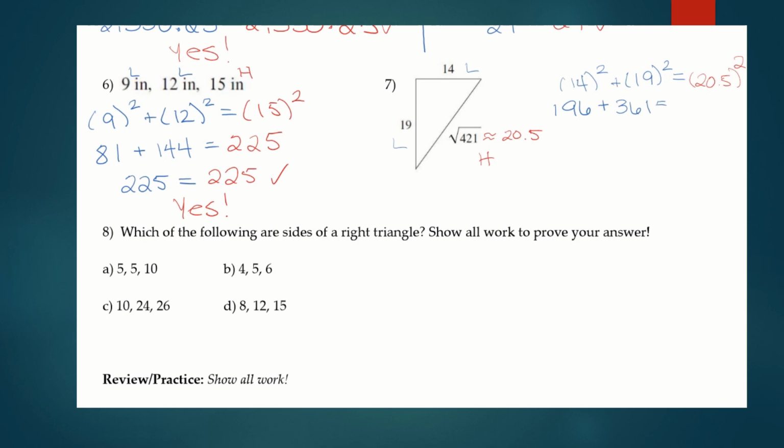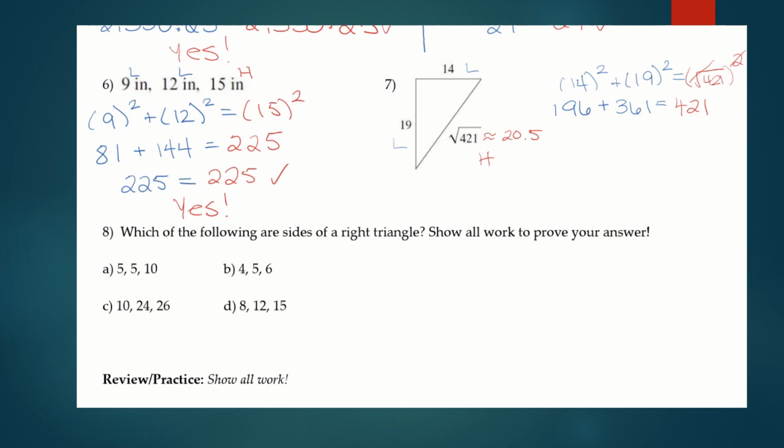Oh, why am I saying 20.5? Whoops, I'm sorry. Does that equal, my apologies, we're going to take the square root of 421 squared. Sorry about that. All right, so the square undoes the square root, leaving me with just 421 on that side. Wow, that would have looked really strange if I left it as 20.5. Okay, so let's keep going here.